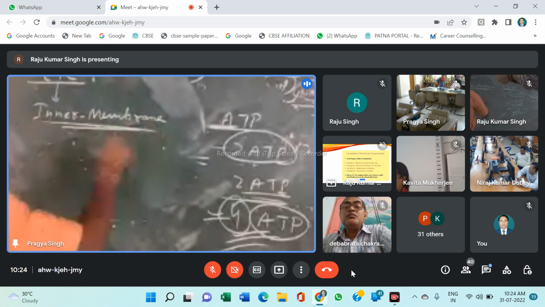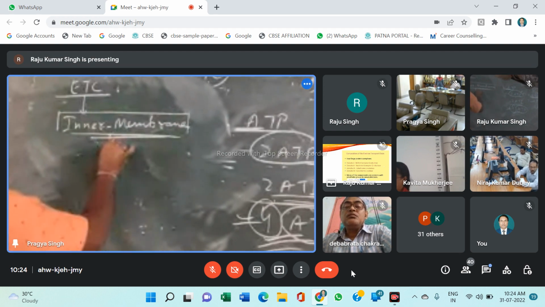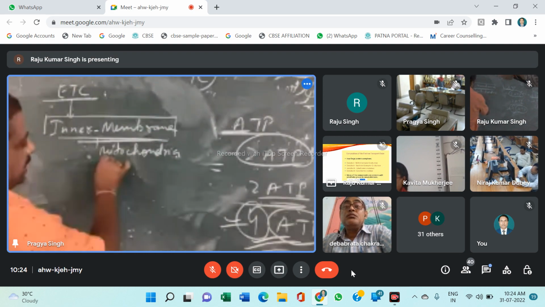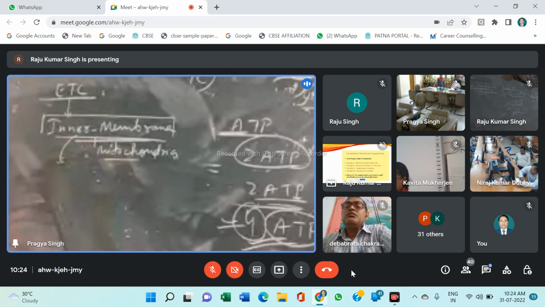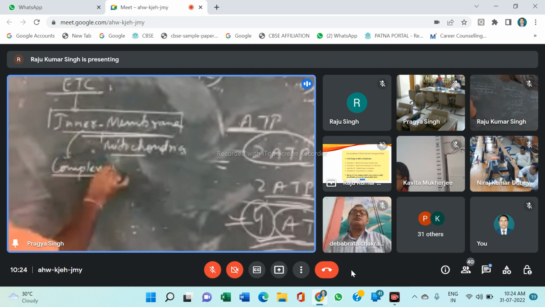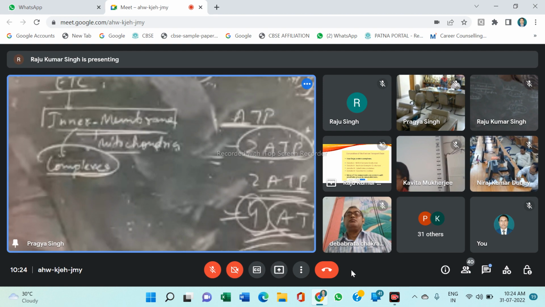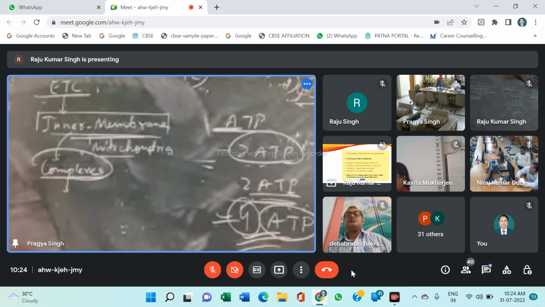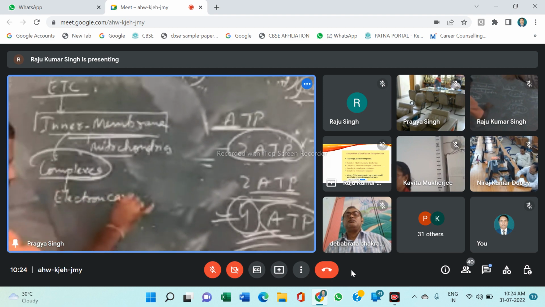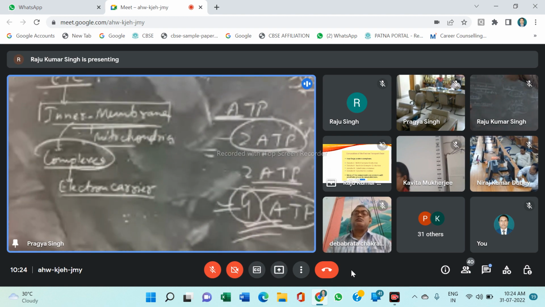Okay, they are taking place in the inner membrane of mitochondria. So, the inner membrane of mitochondria has these complexes. These complexes are present along the inner membrane, and they have the presence of specific electron carriers.